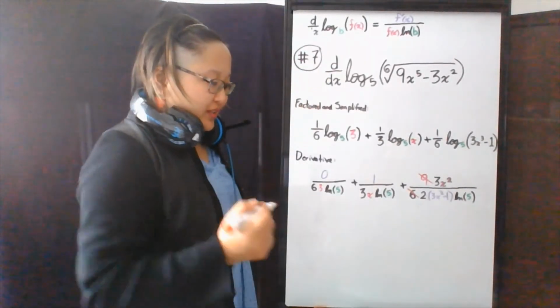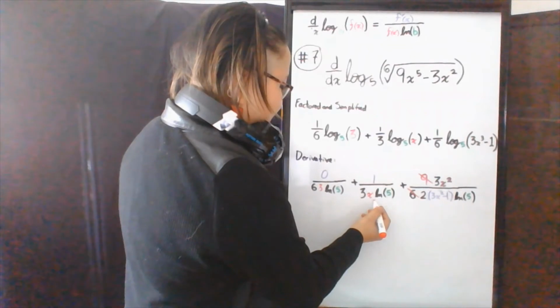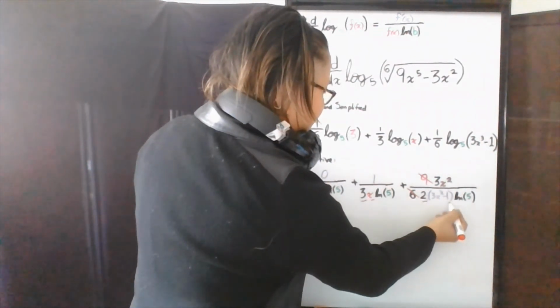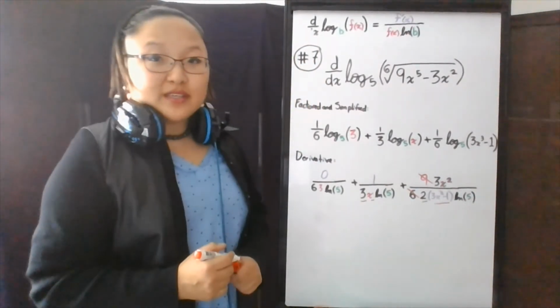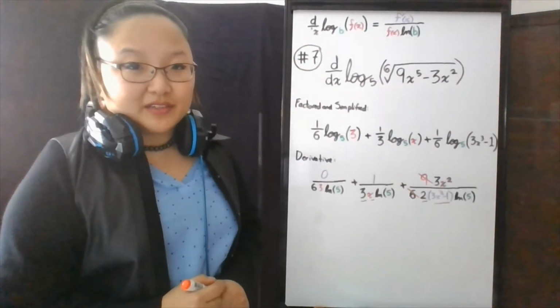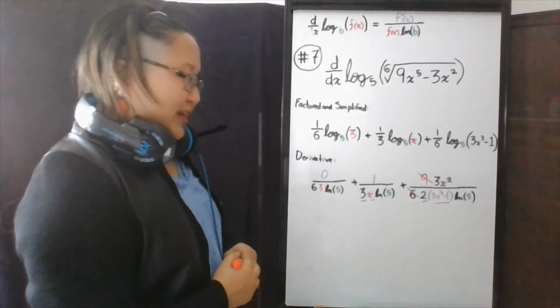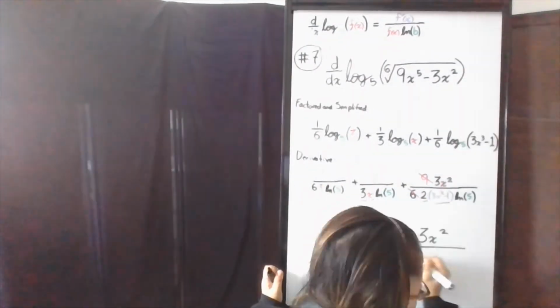You have more than 2 differences. You have the x, you have the 3, you have the 2, and you have 3x squared minus 1. Which means that you do not have to simplify further, and you don't have to cross multiply. Except you can tidy it up a little bit, so your final answer should look like this.